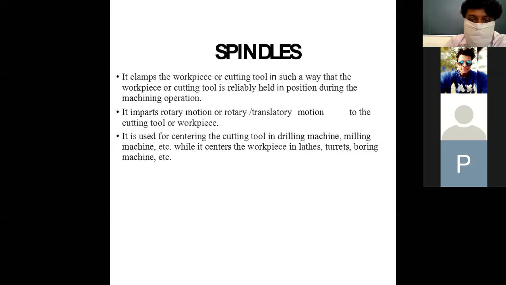It is used for centering the cutting tools in drilling machine, milling machine, etc., while it centers the workpiece in lathe, turret, boring, etc. Now we are talking about the simple, normal, generally used spindles. So it is used for centering purpose. It is used for centering of cutting tools in drilling and milling machines, while it is used to center the workpiece in lathe, turrets and boring, etc. So these are the basic things you must know about spindles.